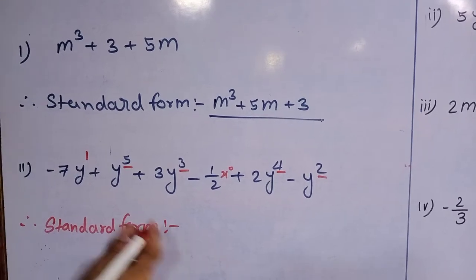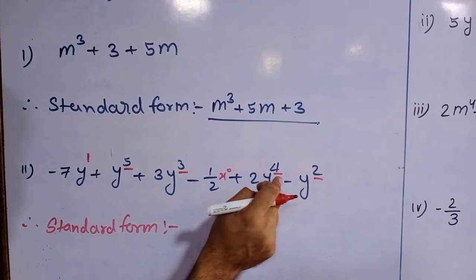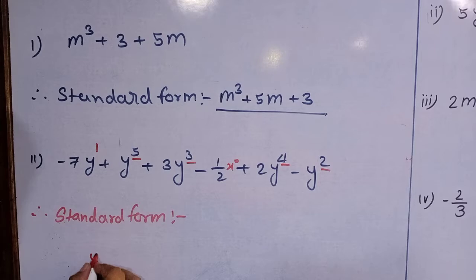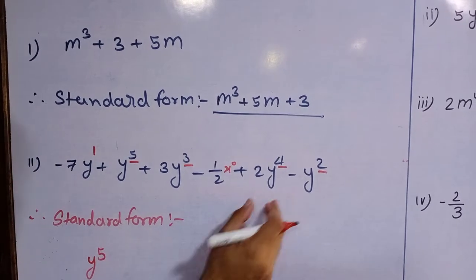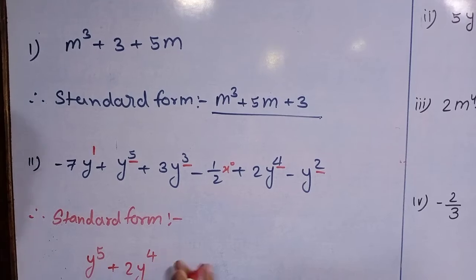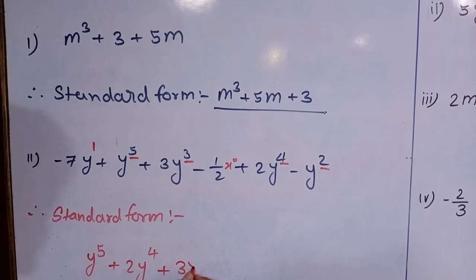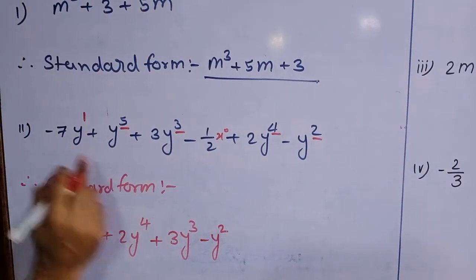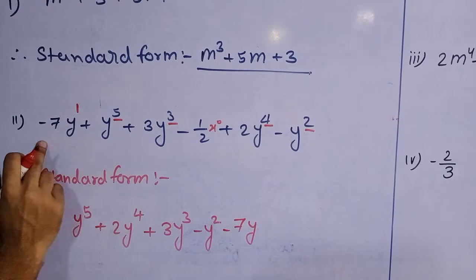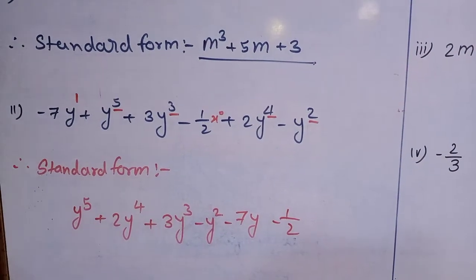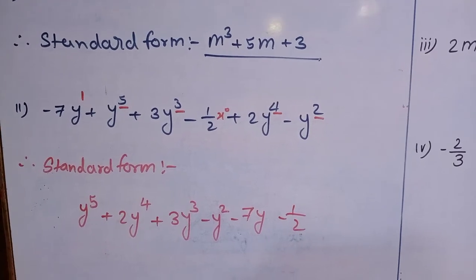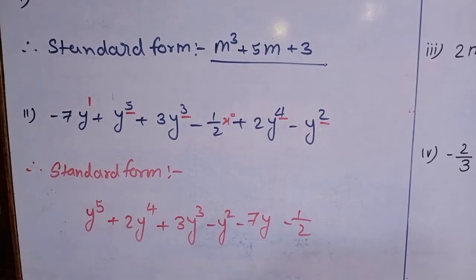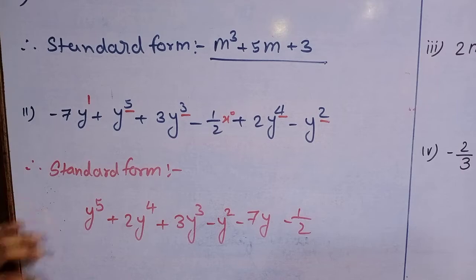So 1, 5, 3, 0, 4, 2, we should start from the 5 along with the sign of that term. So y raised to 5, then 4, plus 2y raised to 4, then 3, that is plus 3y cube, then 2, that is minus y square, then 1, that is minus 7y, then 0, that is minus 1 upon 2. So this way we can arrange the given polynomial in standard form according to the decreasing order of powers.